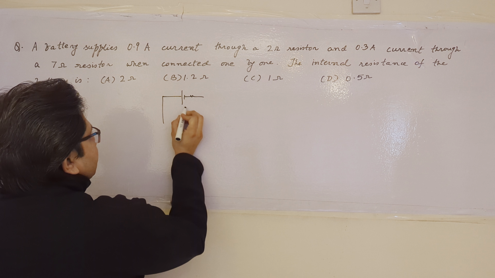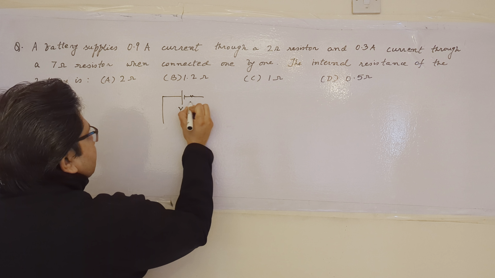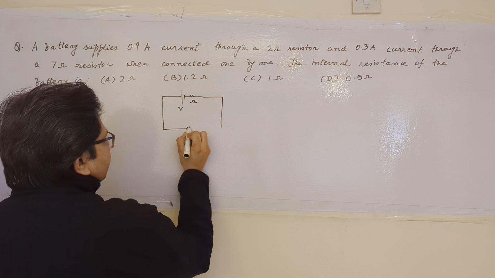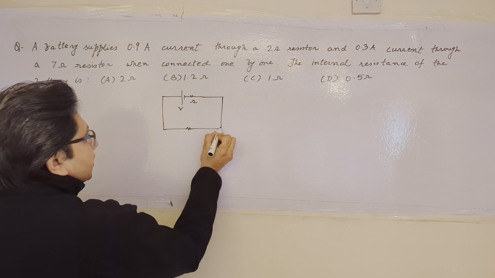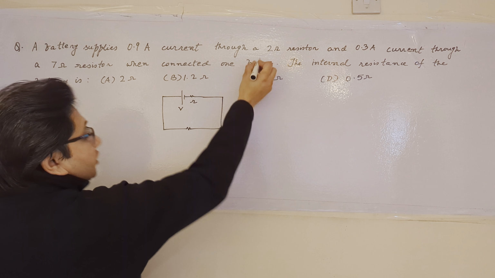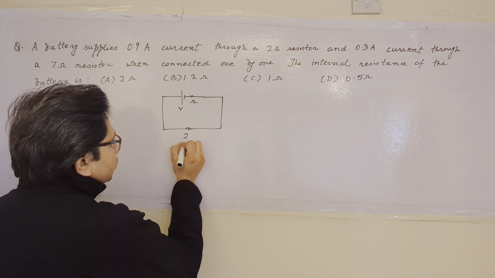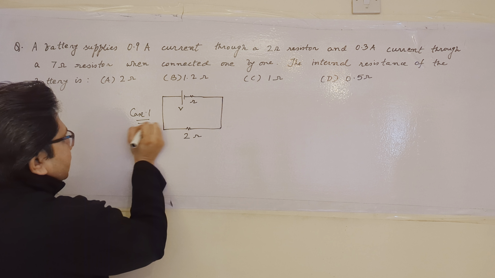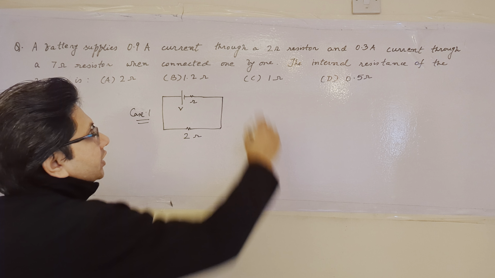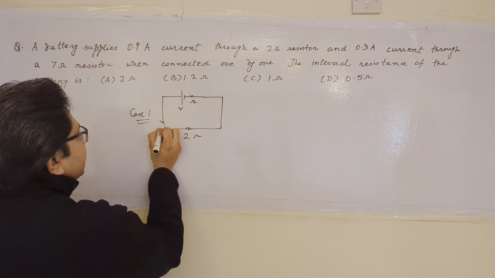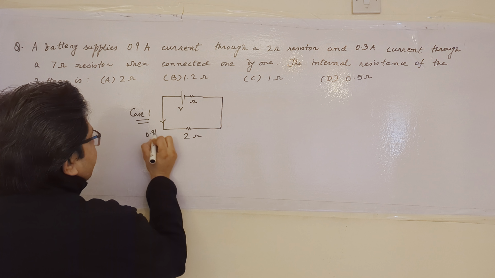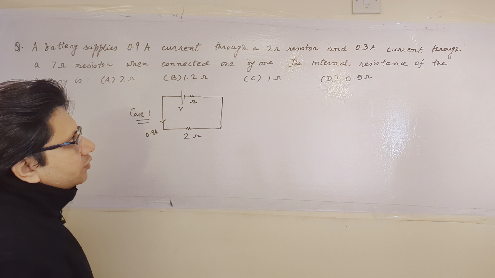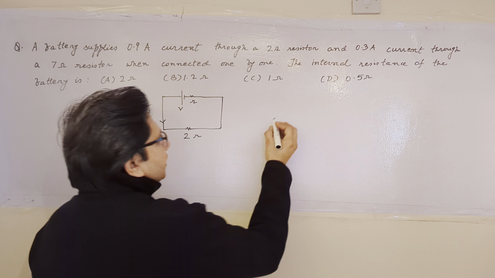the battery, which has a certain voltage and a certain internal resistance, is connected with a resistor. So this is the external resistor. The value of this external resistor is given as 2 ohms in the first case. So this is case 1. In case 1, the external resistance connected is 2 ohms and the current flowing in this case is 0.9 ampere.